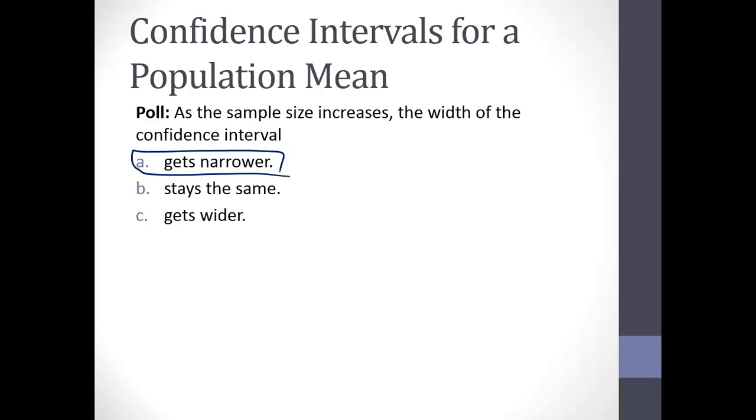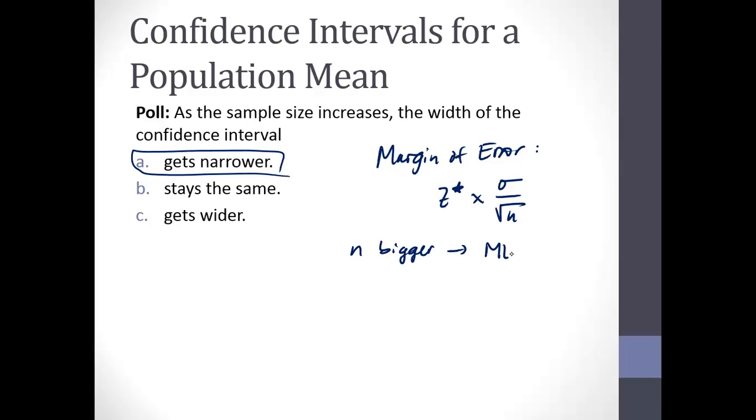So again, remember the margin of error is the z star times sigma divided by the square root of n. So as n gets bigger, that means the margin of error gets smaller. As you divide by a bigger and bigger number, or the square root of a bigger and bigger number, that margin of error is going to get smaller.